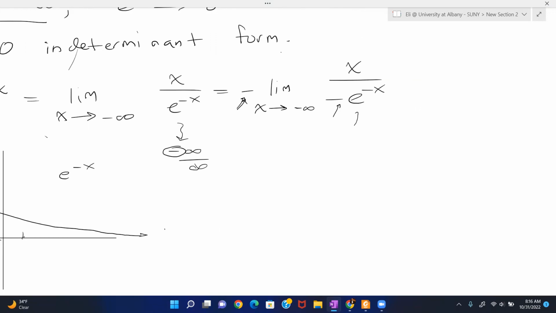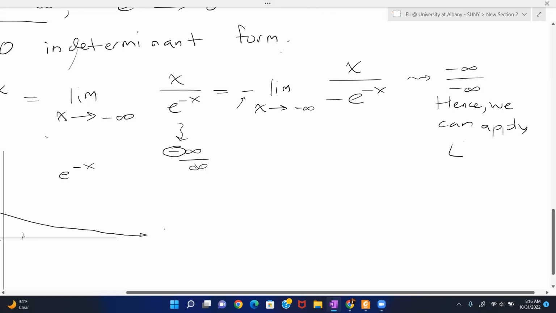But now when we look at what indeterminate form we get, we get negative infinity over negative infinity. Hence we can apply L'Hopital's rule. So we just had to do a little bit of manipulation to write it in the required form.